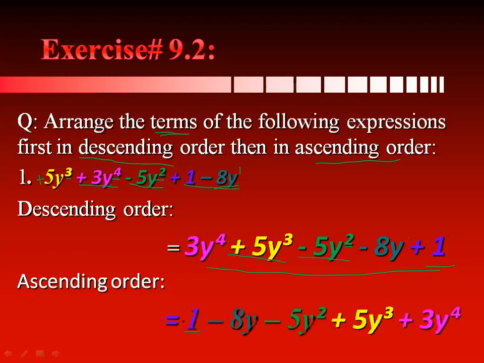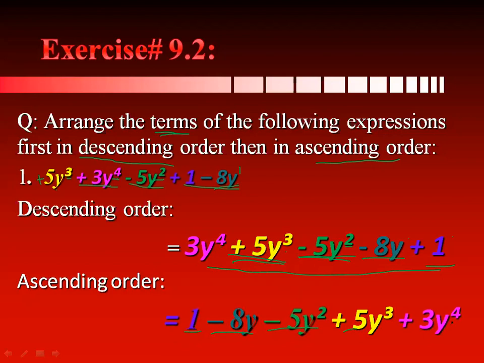No need to write plus here. Then your next term is minus 8y, so you will write minus 8y. Then you have minus 5y squared, so you will write minus 5y squared. Then you have plus 5y cubed. And last is 3 by 4.